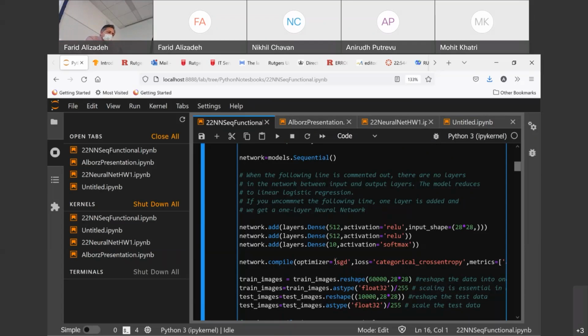So basically, we are downgrading. 784 variables are mapped into 512, and then the next layers don't need anything because they know the previous layer had 512. So you only specify what the output is. The input is the output of the previous layer. Here, the input to the first layer is 28 by 28, and the output is 512 Zs.